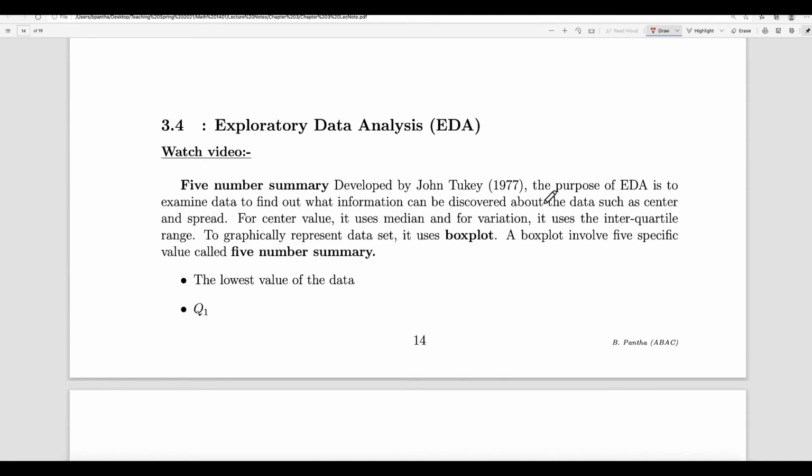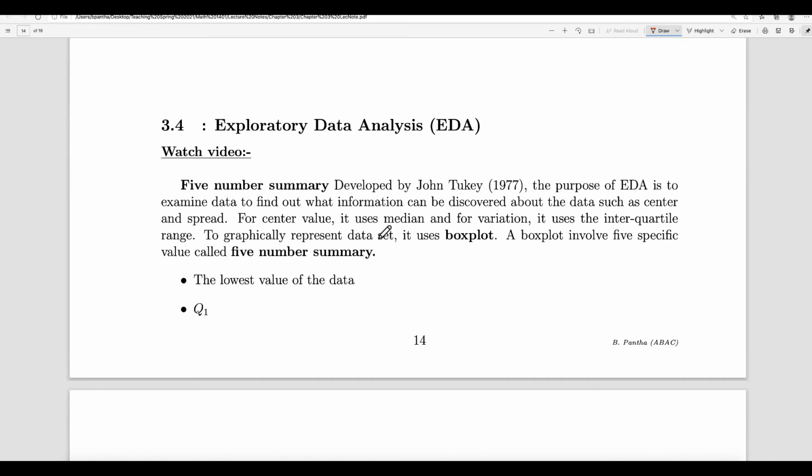The last section is exploratory data analysis, which we call EDA. Usually we find the 5-number summary for that. Developed by John Tukey, the purpose of EDA is to examine data to find out what information can be discovered about the data, such as center and spread.